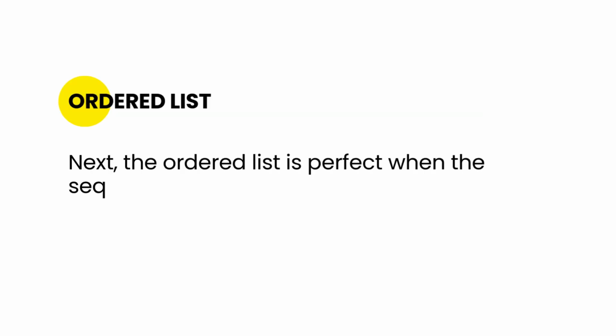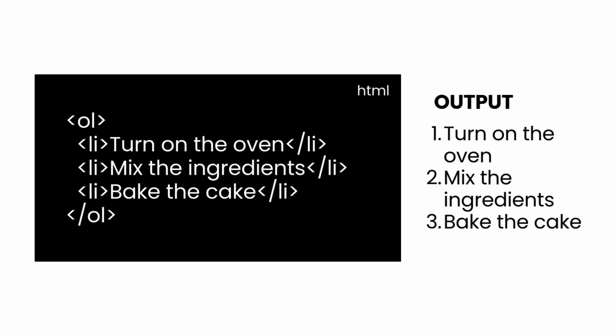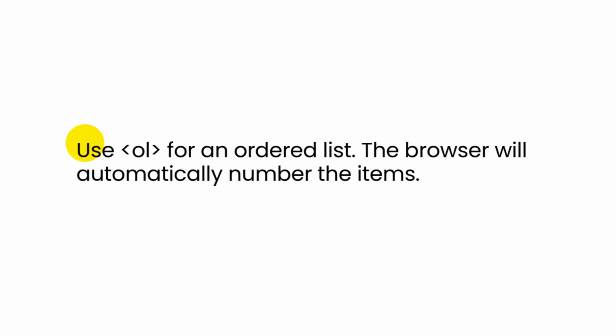Next, the ordered list is perfect when the sequence matters, like instructions, rankings, or steps. Use OL for an ordered list. The browser will automatically number the items.